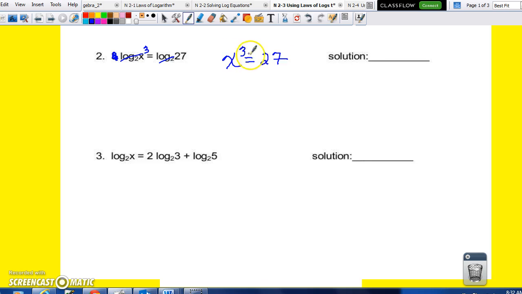So that means something to the third power equals 27. Most of you should be able to look at that and say x is 3. If not, remember, can I raise this to the 1/3 power to get rid of the 3? And whatever I do to one side, I do to the other. Isn't raising that to the 1/3 power the equivalent of taking the third root of 27? Therefore, x would be 3.